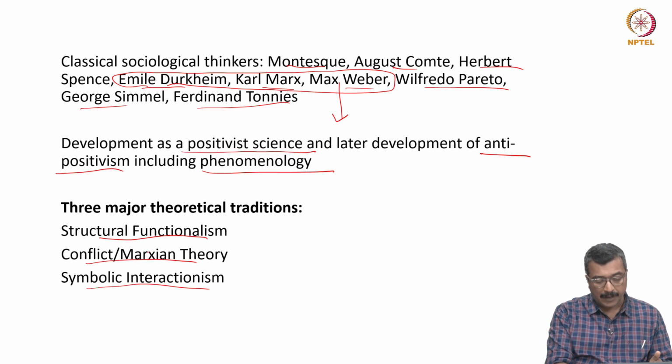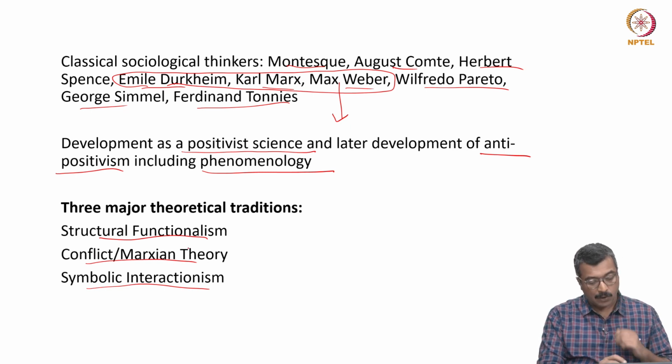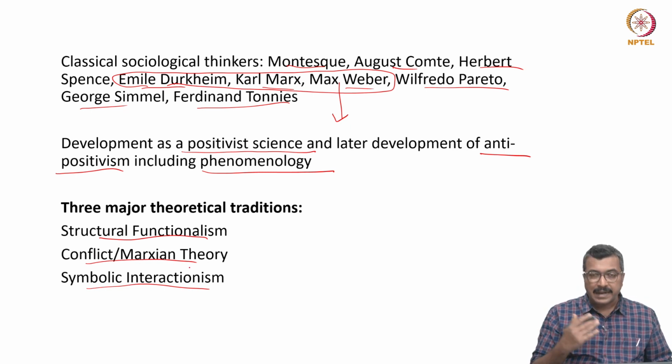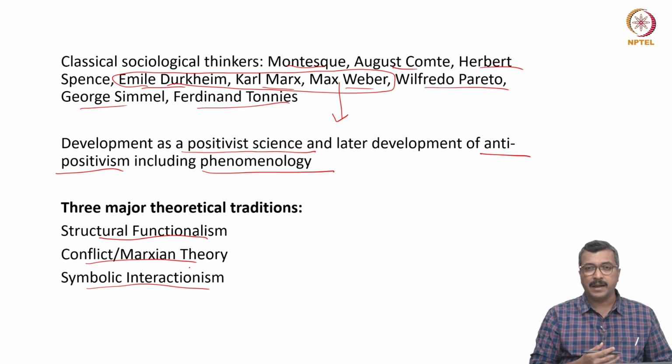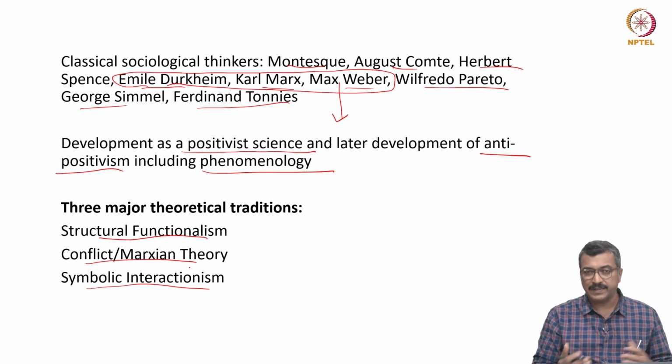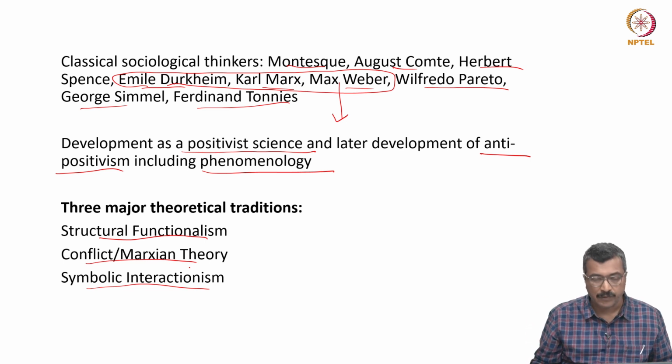So this particular theoretical orientation, conflict and Marxian theory, especially Marxian theory, tries to understand the class divisions within society, how these divisions lead to conflict within society, and how that conflict leads to better or more complex forms of society.